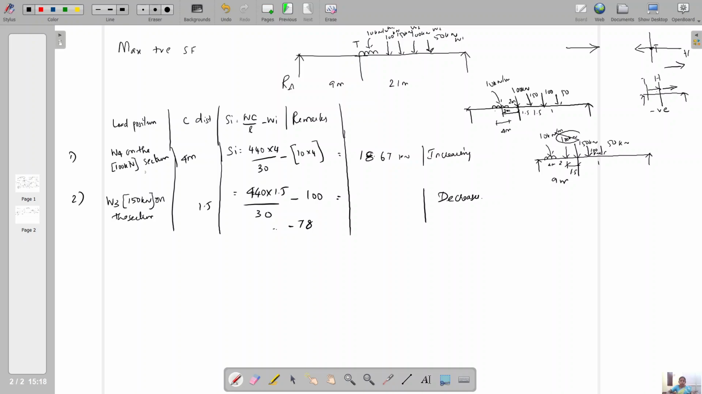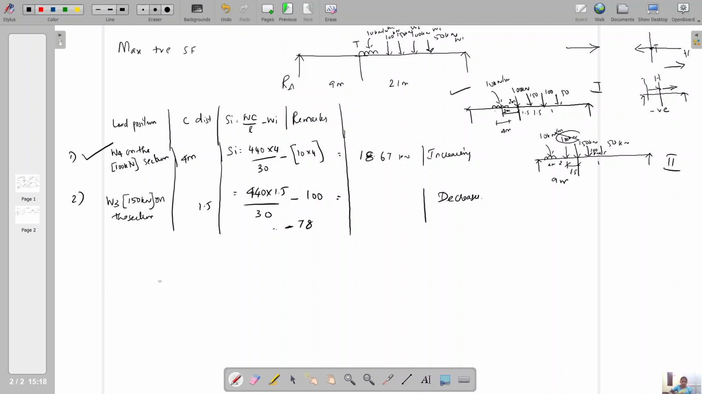This movement is wrong. We have to consider the previous movement, which will give the maximum value. If the value has a negative sign, it indicates that shear force decreases. So we have to consider the previous one. Which is the previous one? First of all, this is the very first position. This is the first trial, and here it is the second trial. This second trial failed. So we have to consider the first trial.